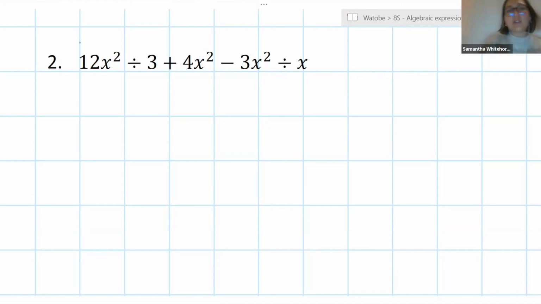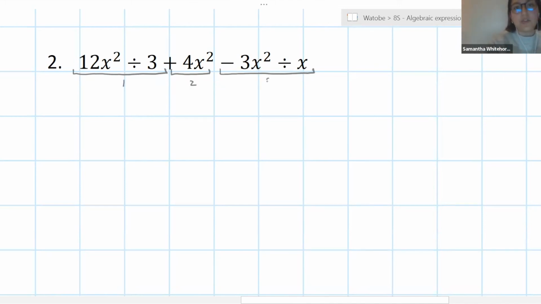Okay, guys, so if you are struggling to identify your terms, remember it's just the plus and the minus sign that separate them. So this whole division there is term 1. The 4x squared is term 2, and then the minus 3x squared divided by x is term 3. So hopefully that helps you a little bit if you're struggling to identify your terms. And if you want to, you are always welcome to rewrite something with a division sign as a fraction. For some people, it's a little bit easier to work with fractions than it written out as a division.